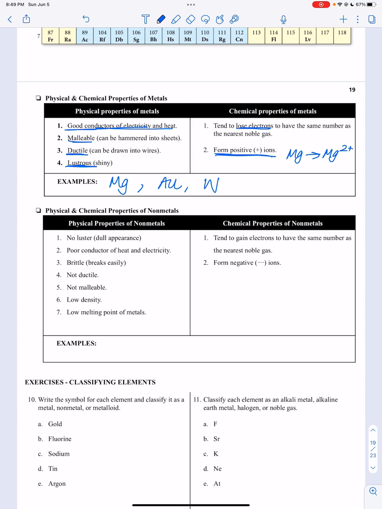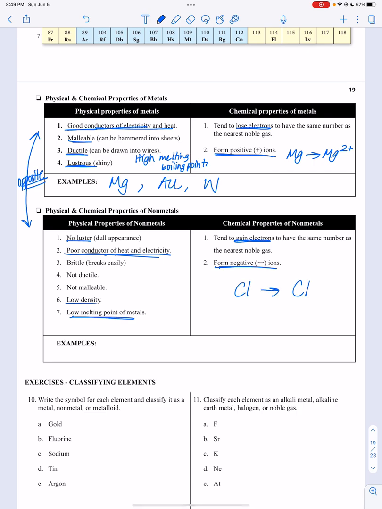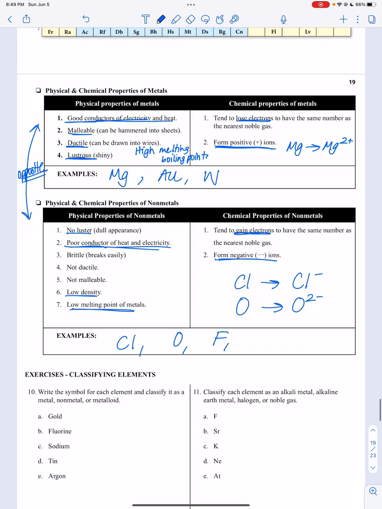Nonmetals, they are poor conductors of heat and electricity. They have a dull appearance. They have low density, low melting point. I should also add that the metals have high melting points and boiling points. So let's add that in. It's the opposite. Again, they're opposite each other. Literally in the name, metal, nonmetal. They tend to gain electrons and form negative ions. So things like chlorine will be Cl-1. Oxygen will form O2-. So chlorine, oxygen, fluorine. I could do phosphorus. I could do bromine. Many different examples here.